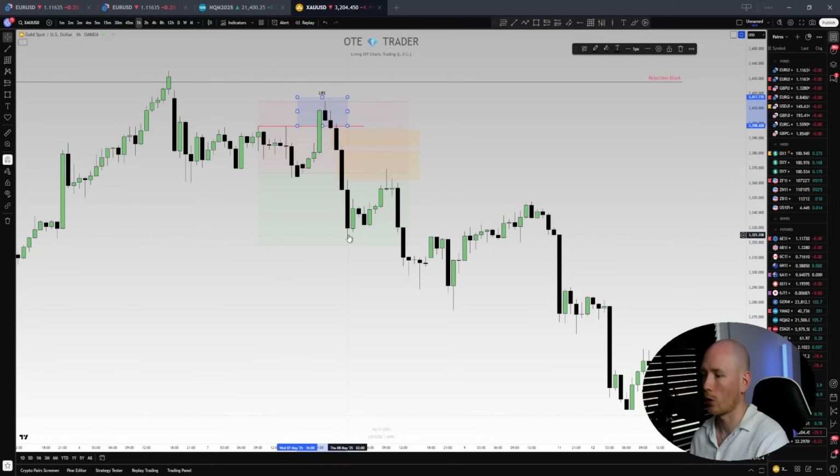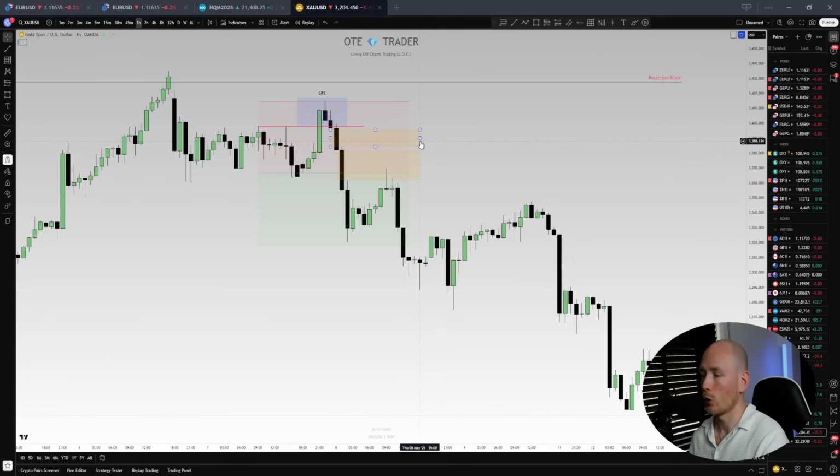So the only thing that can happen here is a retracement again, or a consolidation and a retracement, and then an expansion. So now we have marked out our dealing range. We have our fair value gaps. This could be used as your POI for looking for sells.